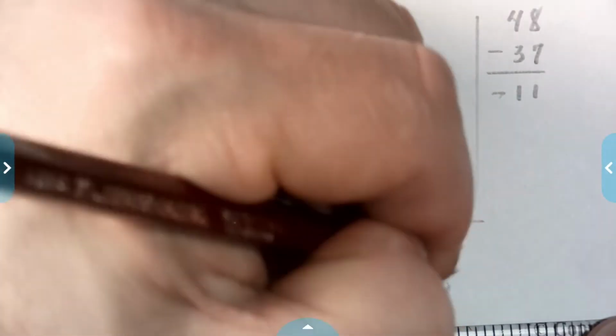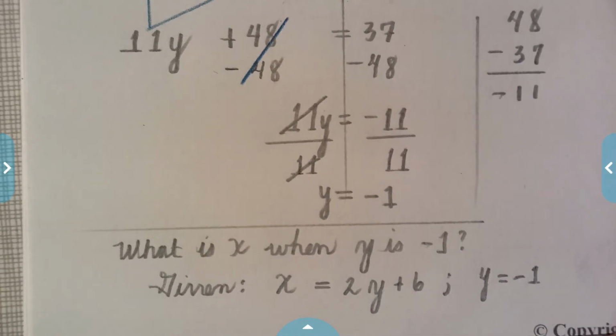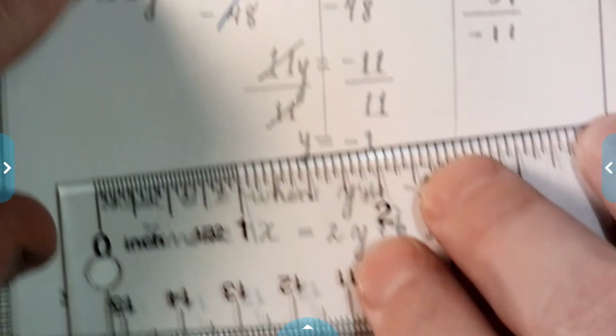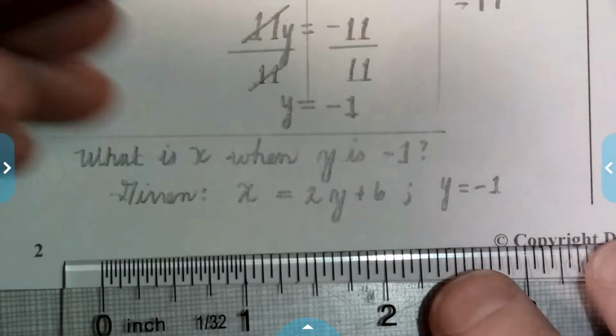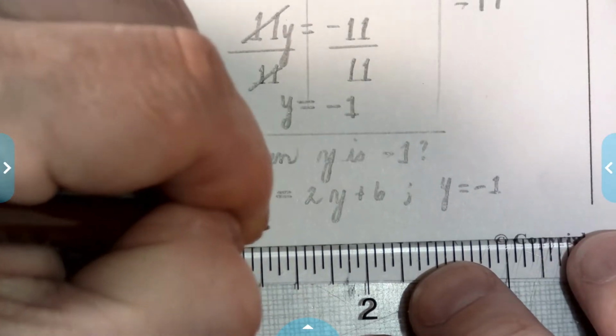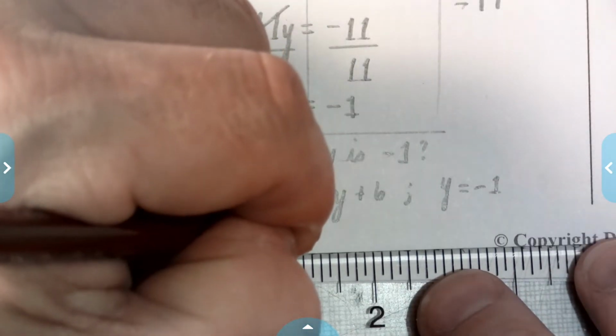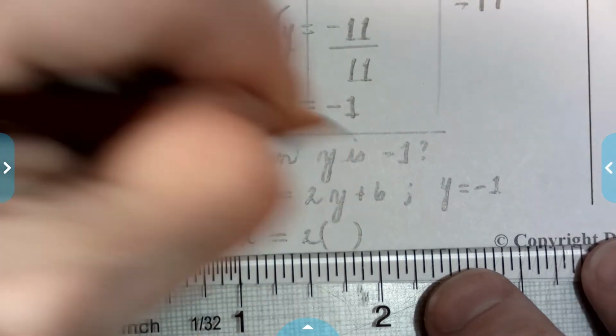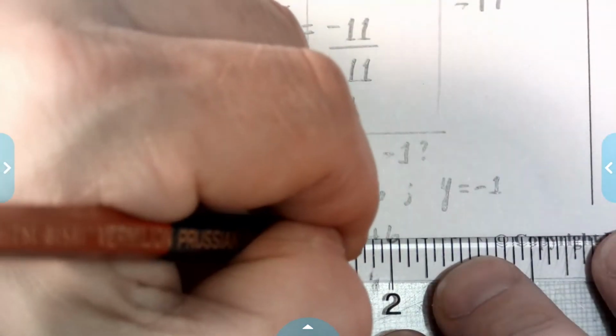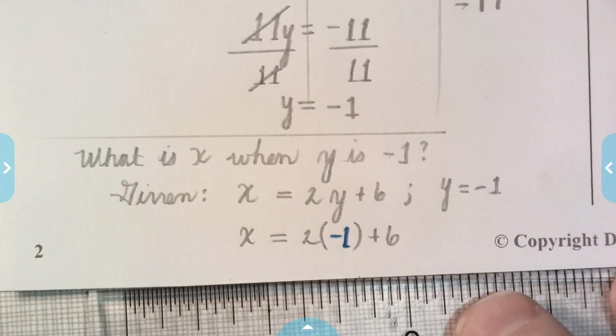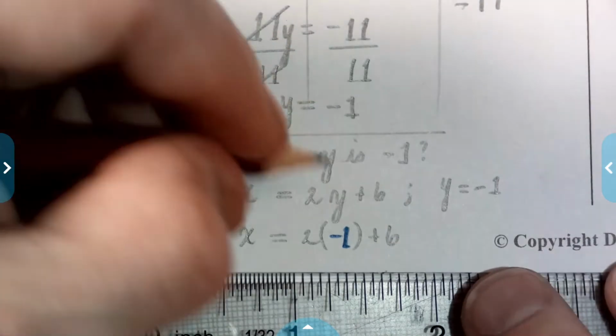And we're given that y equals negative 1. Okay, so what we'll do now is plug in negative 1 for y. So we'll have x equals 2, open parentheses, close parentheses, plus 6. And then plug in negative 1 for the y value and evaluate.